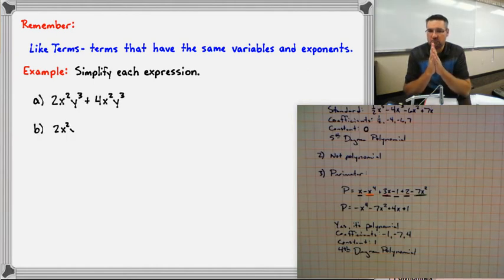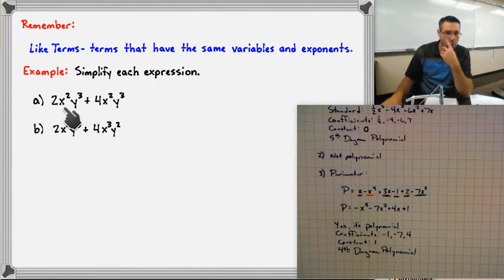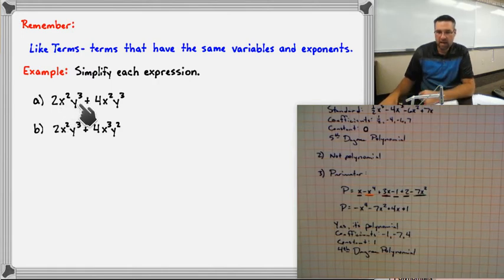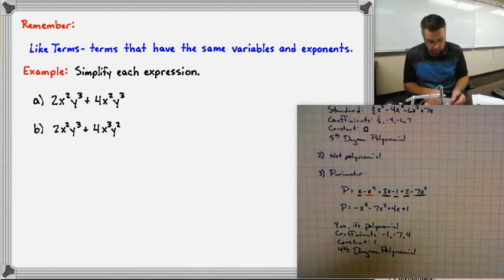In the first one, I have 2x squared y cubed plus 4x squared y cubed. Well, you can see that in the first term here, we have x and y, and in the second term, we have x and y. So far, they look like they're like terms. The second thing is that their exponents have to match. Well, the 2 is the exponent on the x, same thing over here. The 3 is the exponent on the y, same thing here. So these are like terms because they have the same variables and the exponents match on those variables.